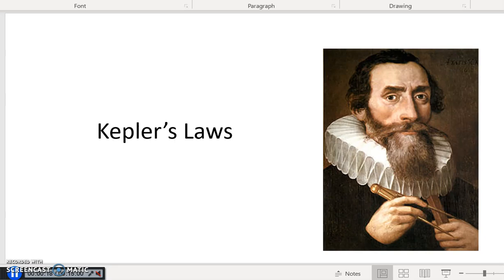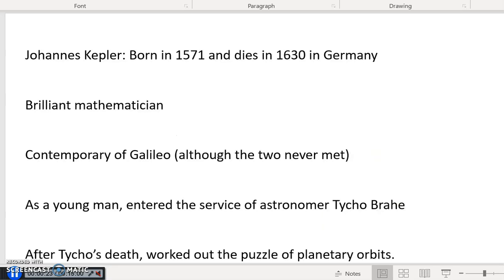Okay, so Johann Kepler was an astronomer, born in 1571 and died in 1630, and he was German. He was a fairly brilliant mathematician, and he lived during the same time period as Galileo did. Galileo lived a little bit longer, dying in 1642, but the two never met. They did correspond, though. And Kepler actually wanted to look through a telescope, but never actually got his hands on one.